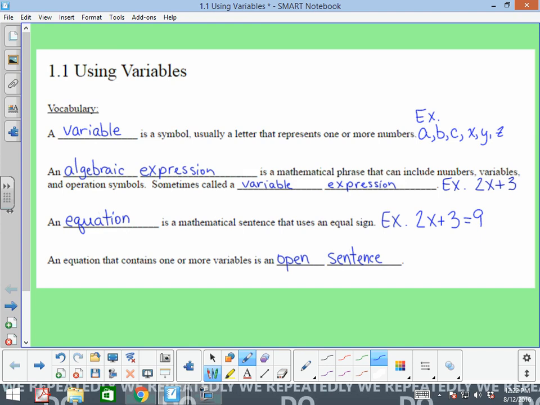An open sentence that has more than one variable term would be something like this. And we will look at these kind of equations, open sentences, later in the year.